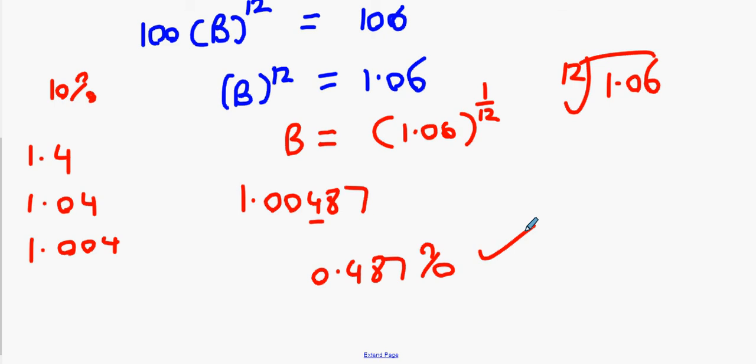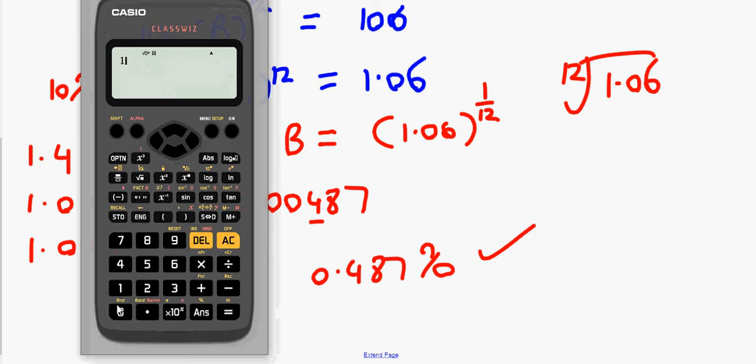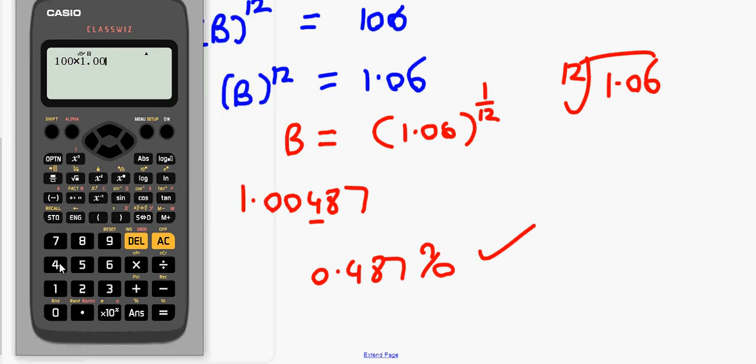Now, if you want to check your answer, look at this really quickly. Ready? €100 multiplied by 1.00487. That's 1 month's worth of interest. Now I'm going to do 2 months of interest. That's 2 months of interest. 3, 4, 5, 6, 7, 8, 9, 10, 11, 12. 12 leads you all the way back up to 106.